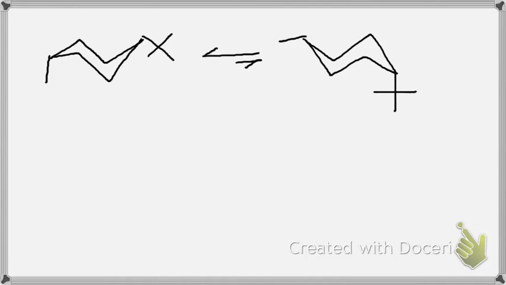Okay, so for these 2 chair conformations, the equilibrium will favor the left one. We want the bigger substituent to be on the equatorial position. Okay?